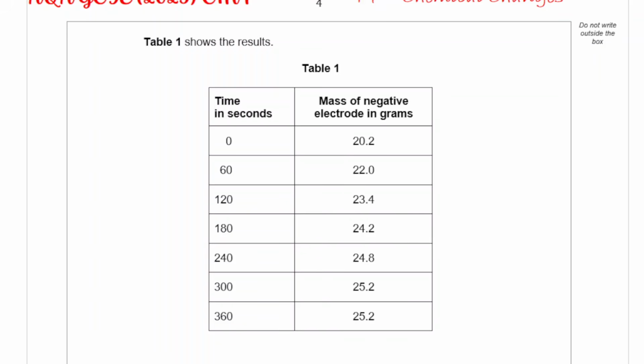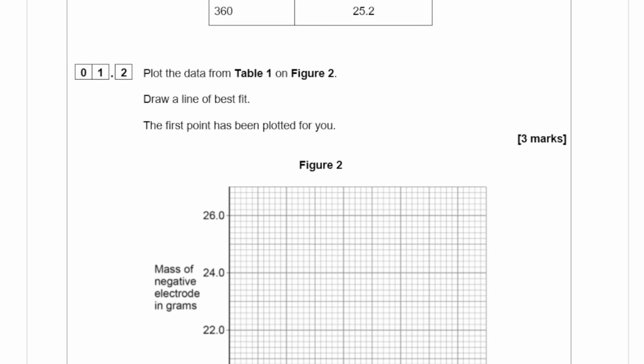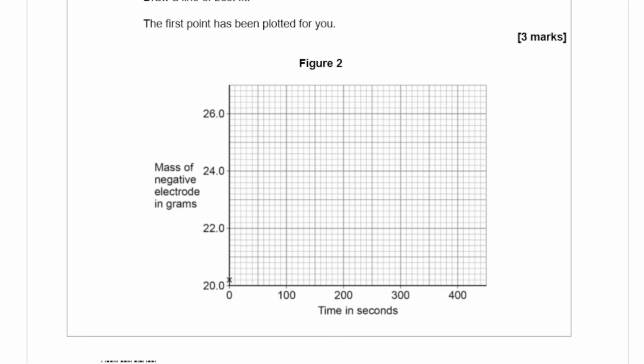Next part, table 1 shows the results. So you have time in seconds going from 60 up to 360 seconds, and mass of negative electrode in grams increasing from 20.2 to 25.2. Plot the data from table 1 on figure 2. Draw a line of best fit. The first point has been plotted for you. So you can see the y-axis is starting from 20.